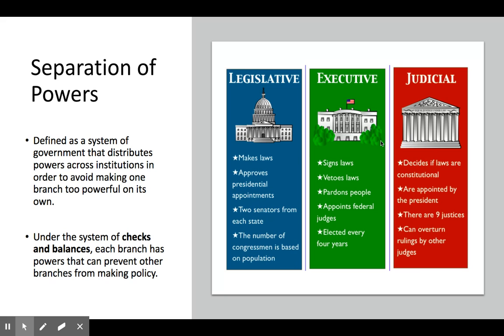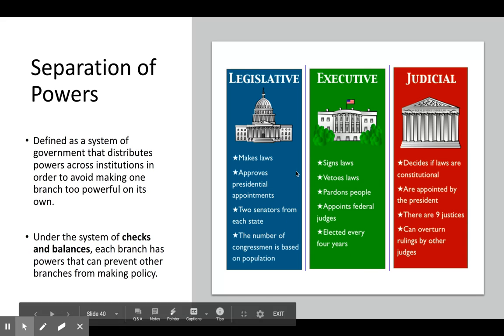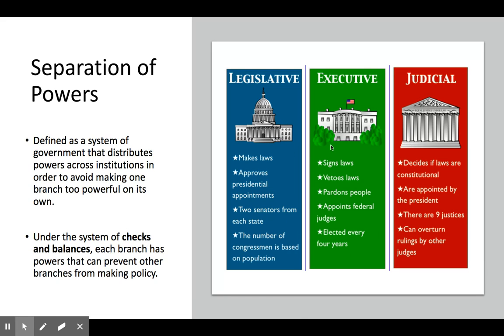And each branch has its own powers and responsibilities, and that is to avoid making one branch more powerful than the other. Under the system of checks and balances, each branch has powers that can prevent the other branches from making policy. So you can look here at the powers that each branch has. The legislative branch makes the laws, the executive branch carries out the laws, the judicial branch checks laws for constitutionality.